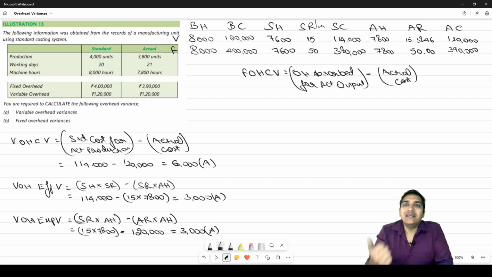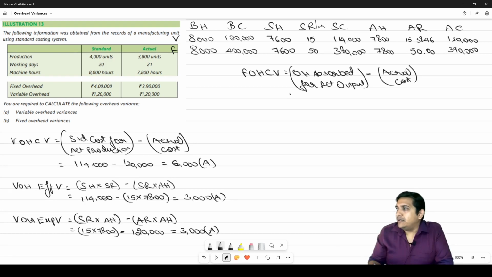And remember, standards are always going to be based on my actual output. This holds good for all the variances: material, labor, variable overhead, fixed overhead. Standards are always based on my actuals.